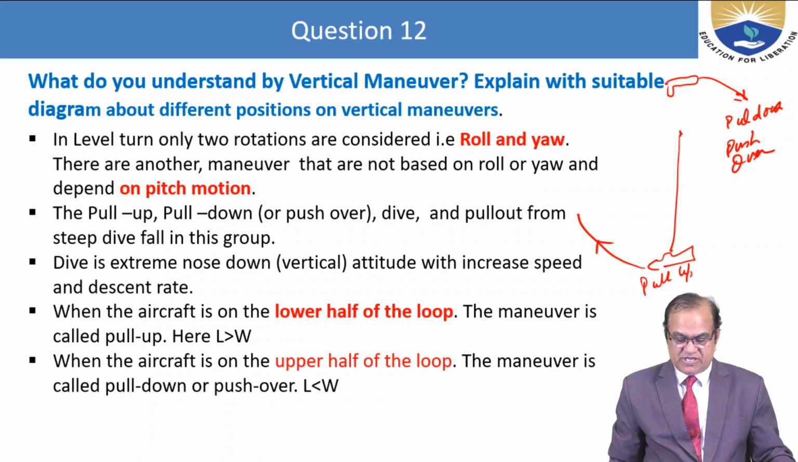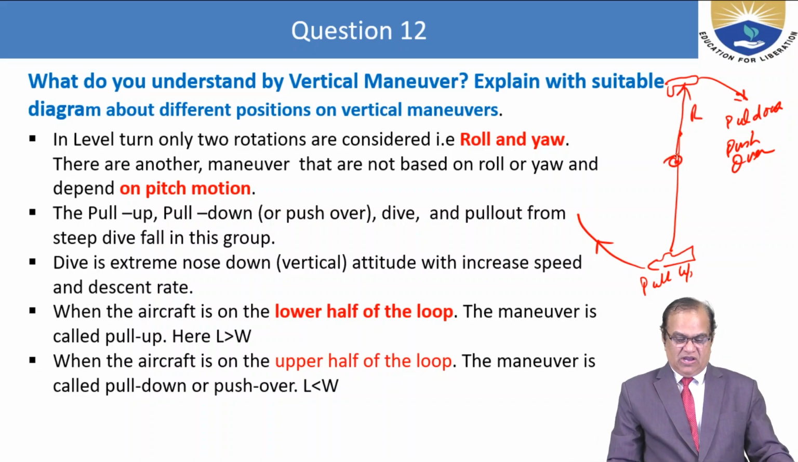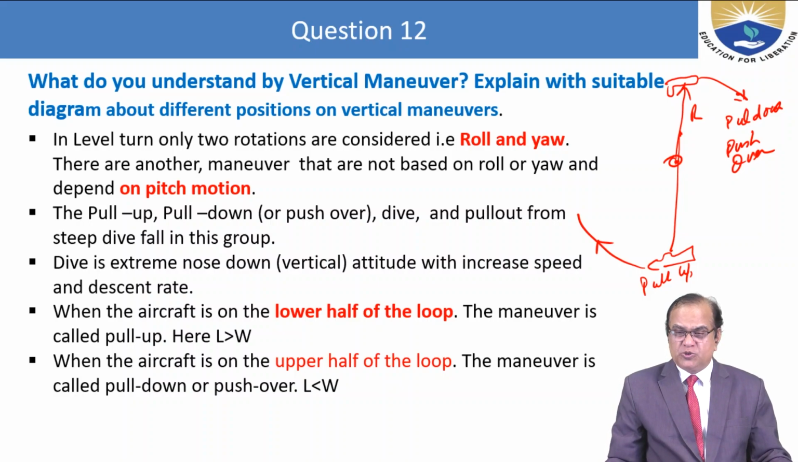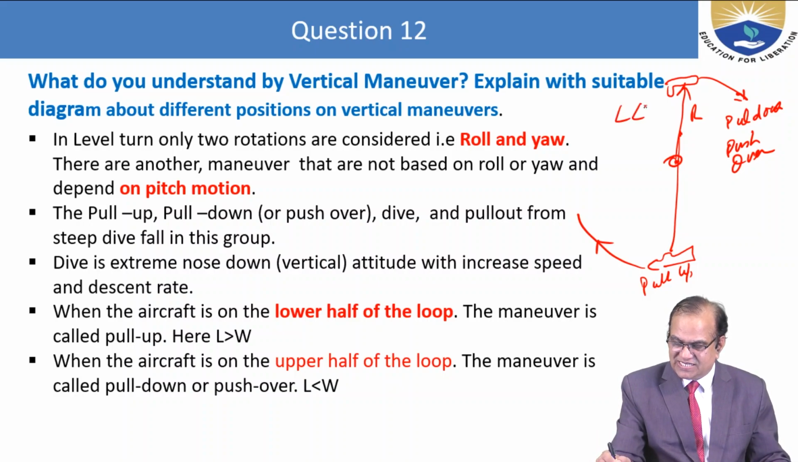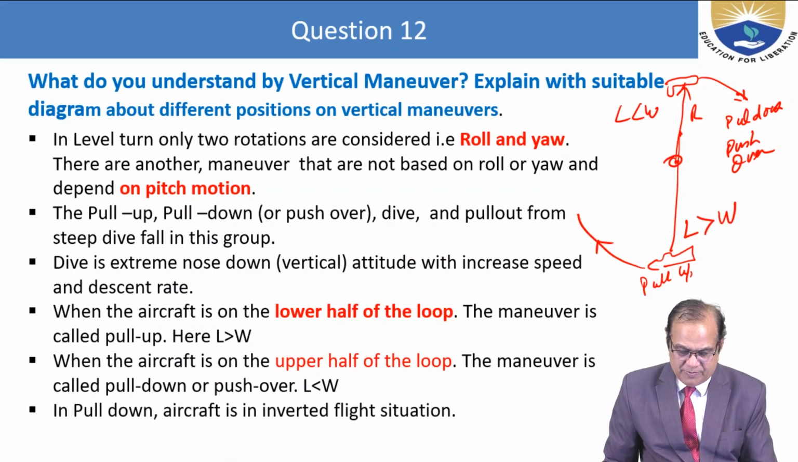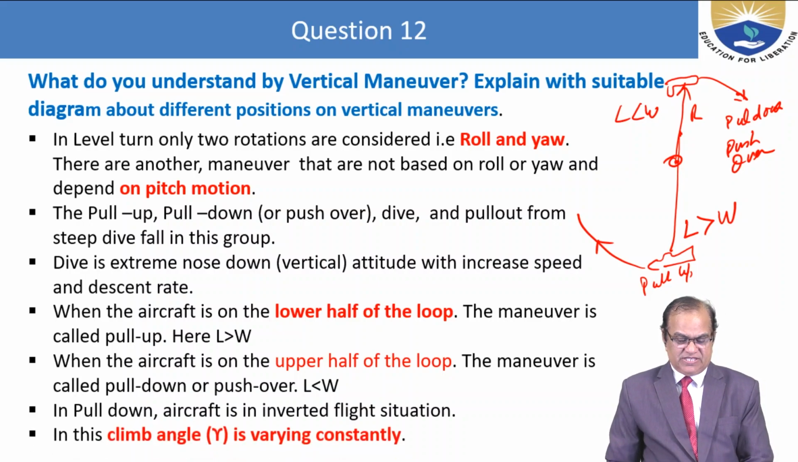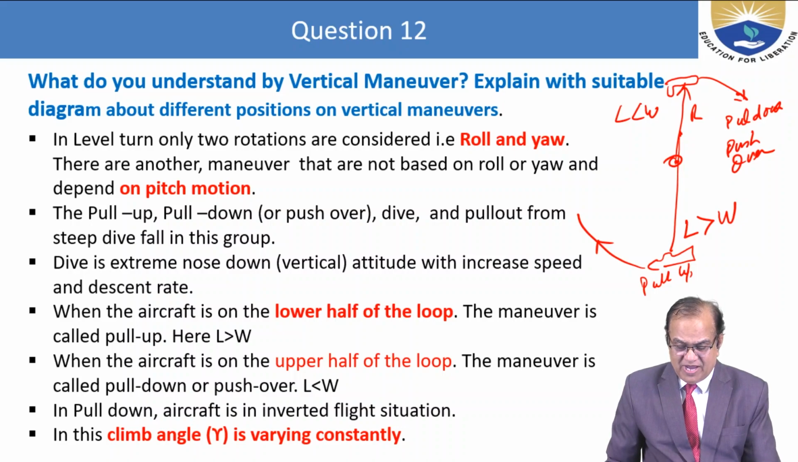When the aircraft is on the upper half of the loop, here, this is the upper half of the loop, this is the radius R. So the maneuver is called the pull down or the push over. In this case, L is less than W, while in the pull up L is greater than W. The pull down is an inverted flight situation. In this, the climb angle gamma is varying constantly.